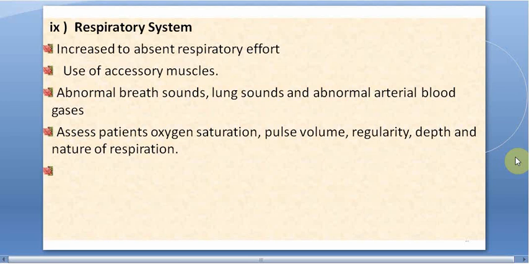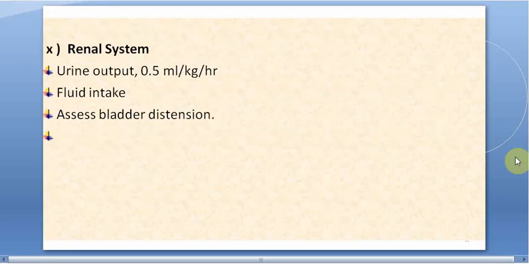Next comes the respiratory system. Under that, you should see what type of muscles the patient is using for respiration, whether accessory muscles are used, whether the person is having any breathing difficulty or dyspnea, and what the breath sounds are, whether abnormal or normal. What is the ABG, whether it is normal or abnormal, the oxygen saturation, and the rate and nature of respiration. All that has to be assessed in the respiratory system.